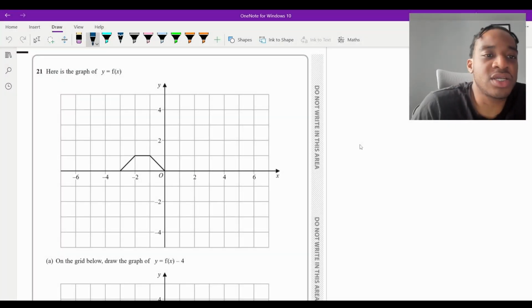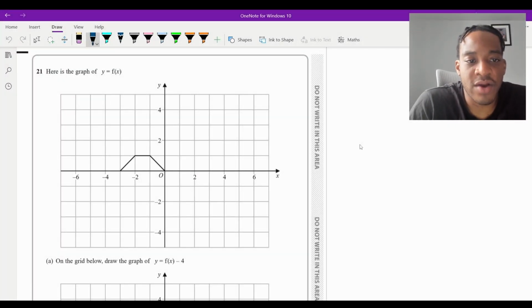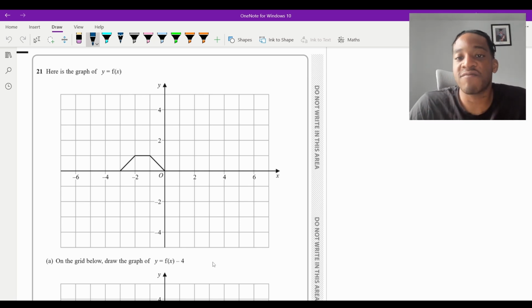Okay, so question 21 says, here is the graph of y equals f of x. And for part A, it says, on the grid below, we need to draw the graph of y equals f of x minus 4. So this question is just typical graph transformations. And there are quite a few of them that you need to know off by heart because it's not given to you in the exam, which I'll put a graphic up for you right now.